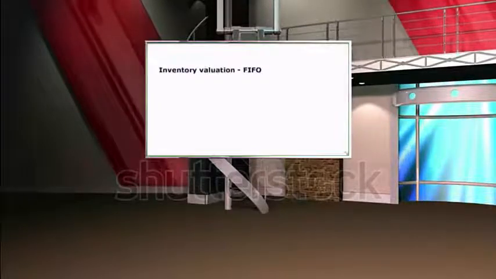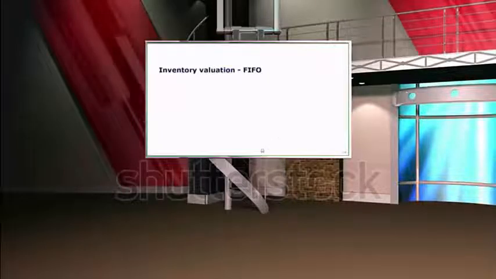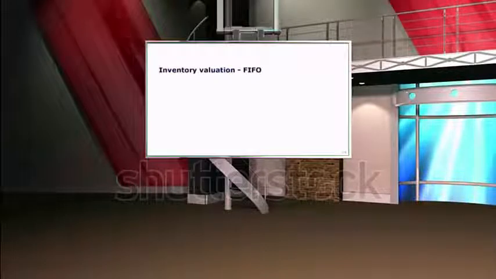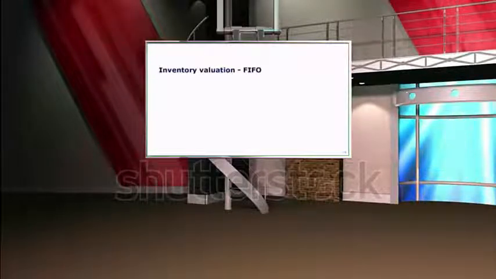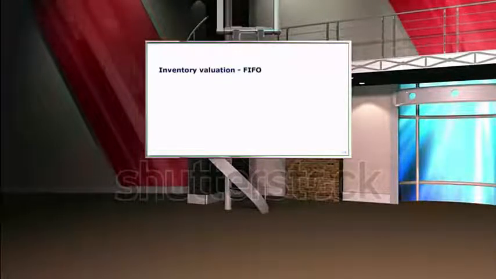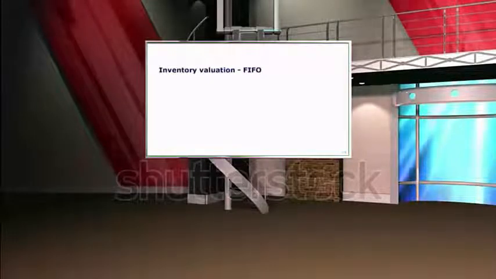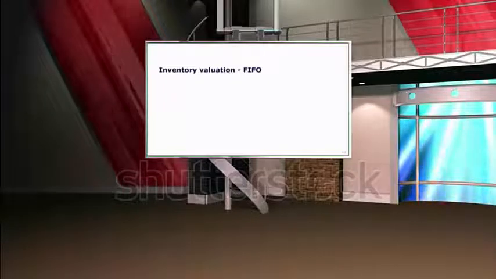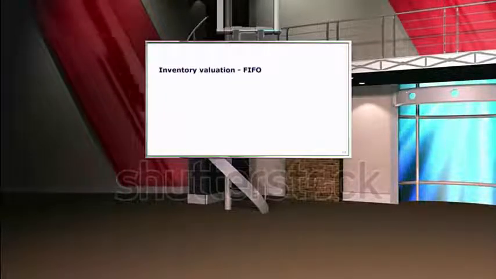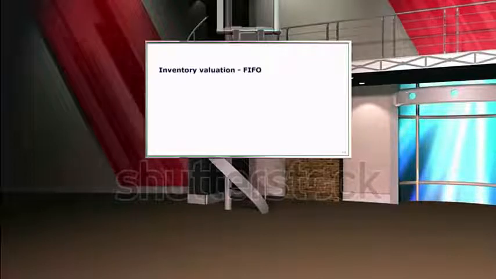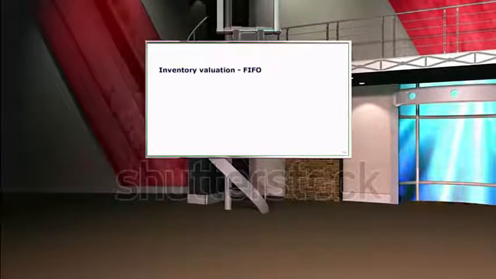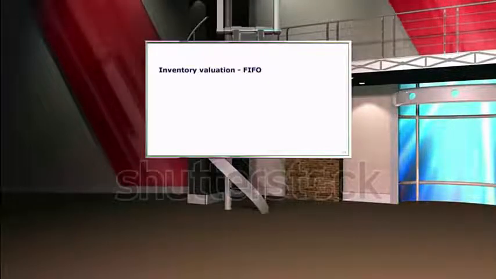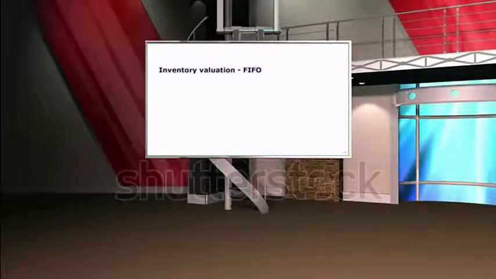In this session, we are going to take a more detailed look at our first inventory valuation method, that being the FIFO, or first in, first out method. Under the FIFO method, when we are issuing materials to production, we are going to give them the oldest available inventory we have in our stock. And we are going to issue the material then at the oldest available price.